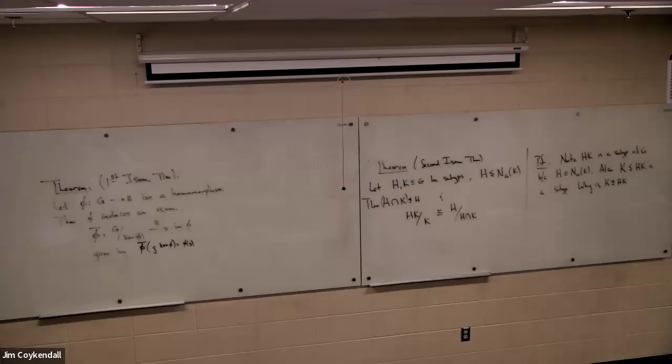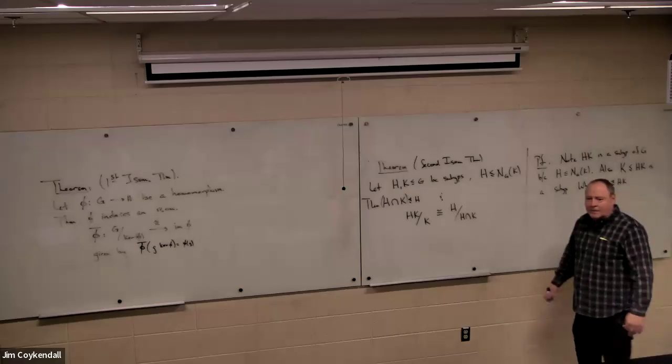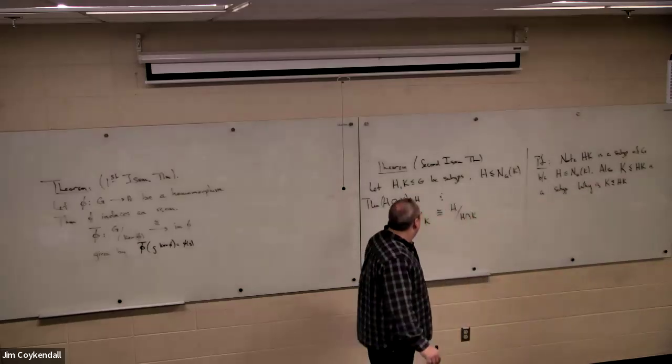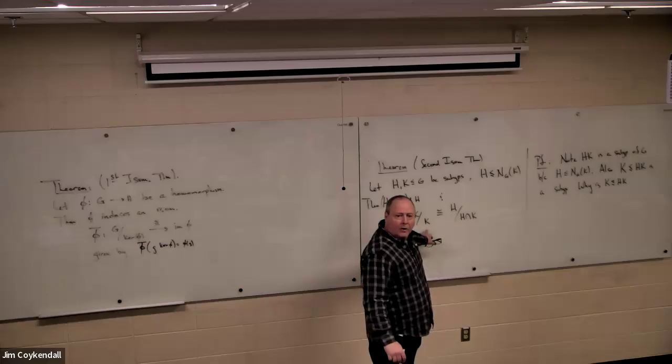Well, if it's normal, then the quotient forms a group, right? And for it to be isomorphic, they both need to be groups. So wouldn't K need to be normal then? That's my point, right? I want to know why K is normal.